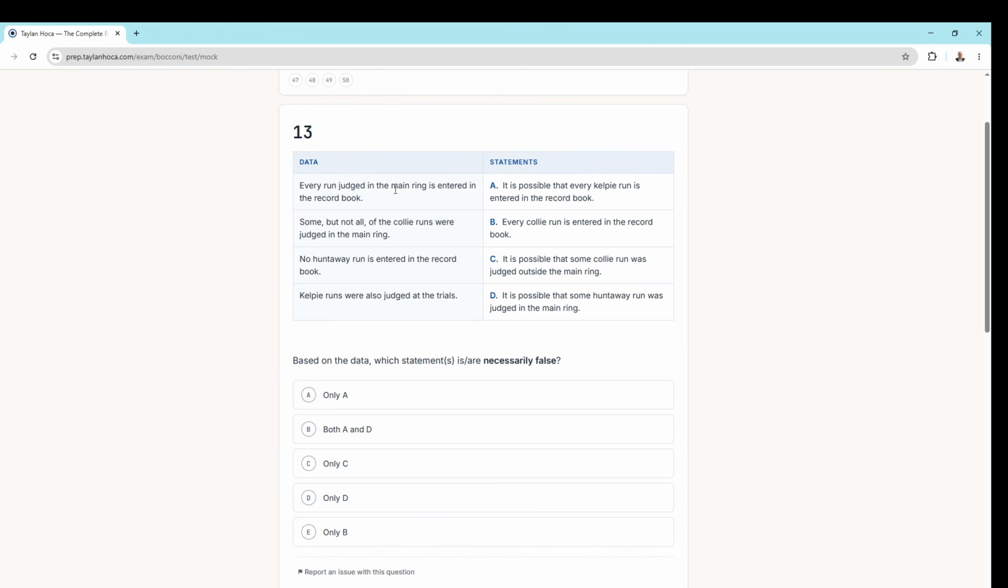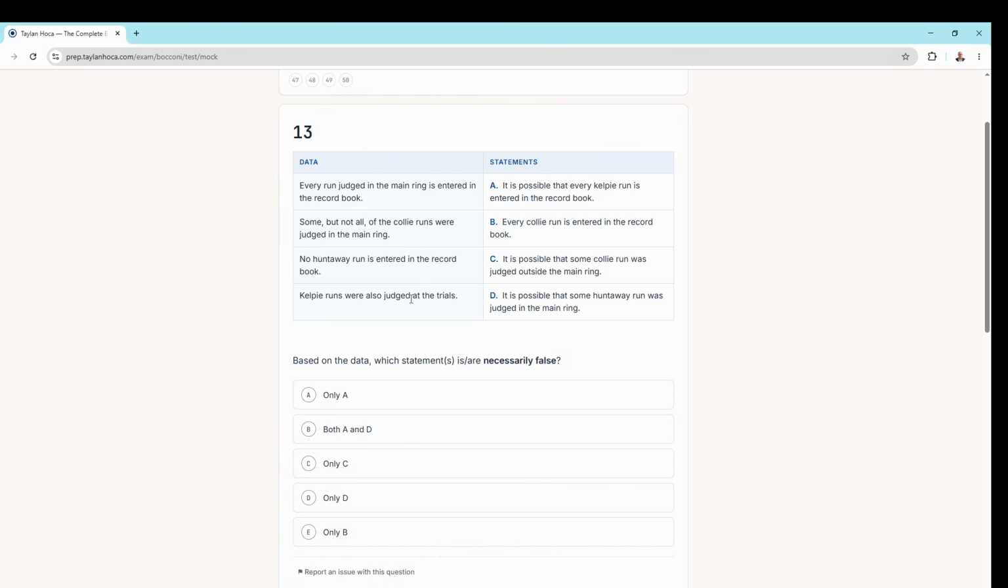Every run judged in the main ring is entered in the record book. Some, but not all, of the qualifying runs were judged in the main ring. As you can see, I don't understand anything about the passage, but still, just take the evidence. No huntaway run is entered in the record book. Sometimes you try to understand everything. We don't need to know the words.